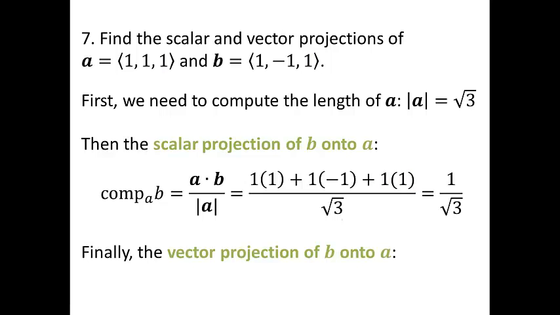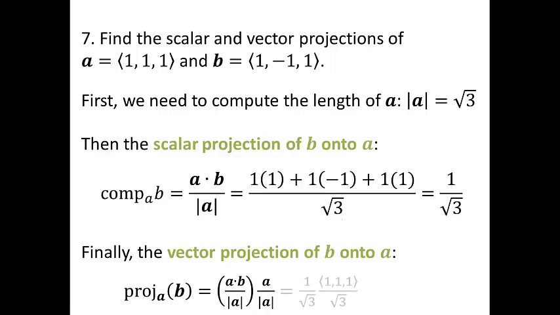Finally, we can compute the vector projection of B onto A, which is the scalar projection times the unit vector in the direction of A. So we have 1 divided by the square root of 3 times the vector A, 1, 1, 1, divided by the length of A, square root of 3. Putting this together, we see that the vector projection is the vector 1/3, 1/3, 1/3. That's all for now.